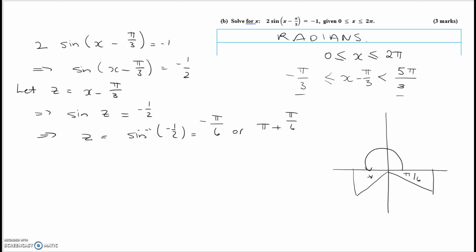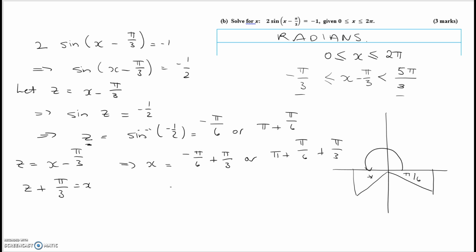Okay, remember that we didn't find x, we found z, so we need to go backwards. z equals x minus pi by 3, so now that z plus pi by 3 equals our x, so now we have to find x. Don't forget this step, it's really important. So x is going to be negative pi by 6 plus pi by 3, or for the second one, pi plus pi by 6 plus pi by 3. Do the maths and we get pi by 6 or 3 pi by 2. And both of those are in parameters.